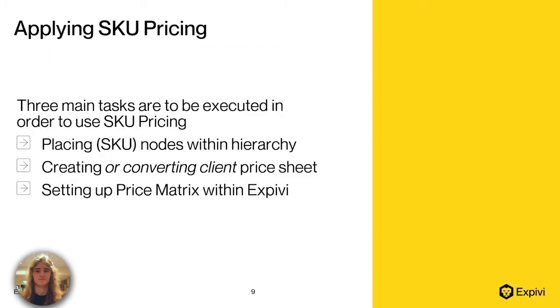So right now we are applying SKU pricing ourselves in order to gain some practical knowledge. Three main tasks are to be executed in order to use SKU pricing. First off, we start off with placing the appropriate nodes within the hierarchy in order to define SKUs. Afterwards, we will be taking a look at creating or converting client pricing sheets, and afterwards setting up the price matrix within Expivi.